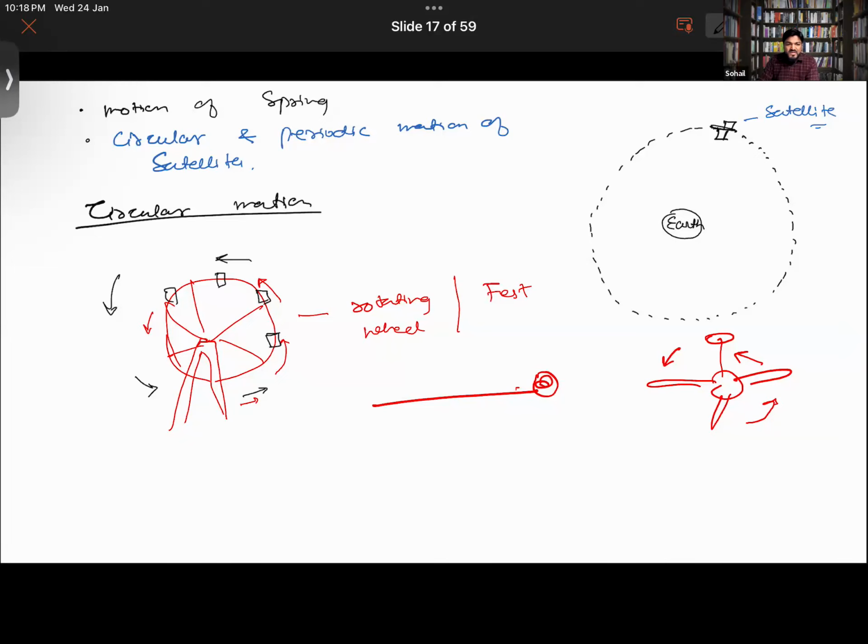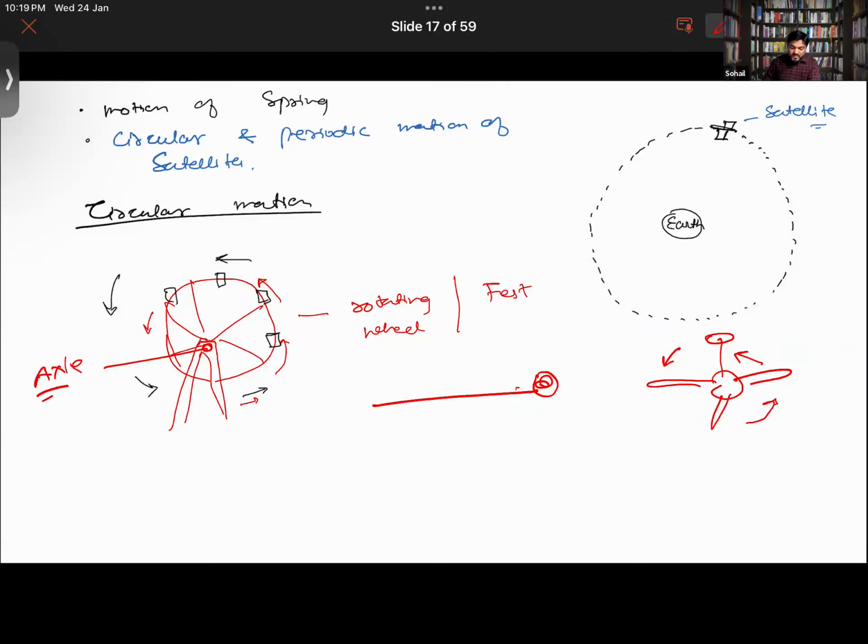So these are some of the examples of it, right? Now the interesting thing you get to see here, in this circular motion, is that the object remains at the same distance from a fixed point. For example, this axle here is the fixed point in this body. So every point of the body is at a fixed distance from this.